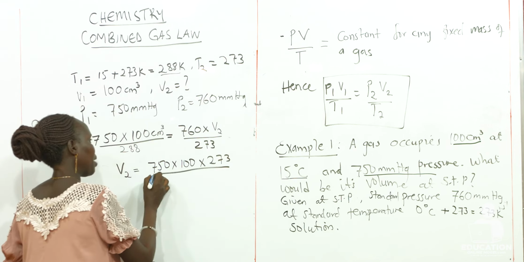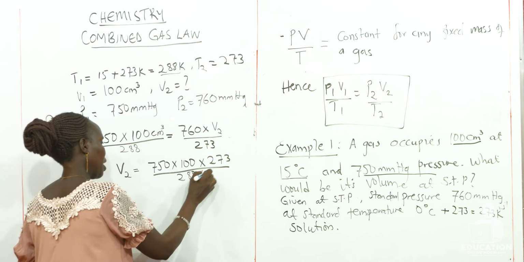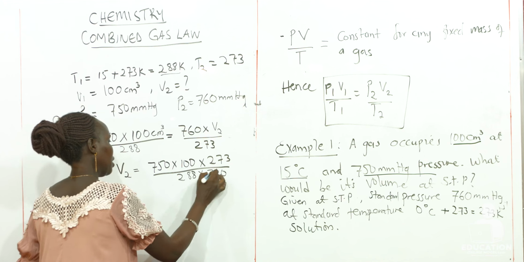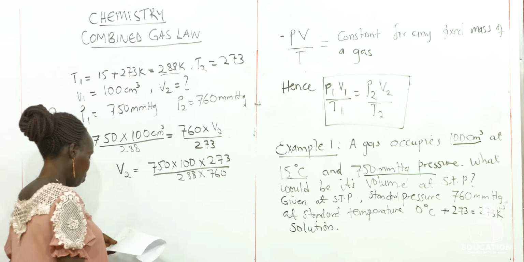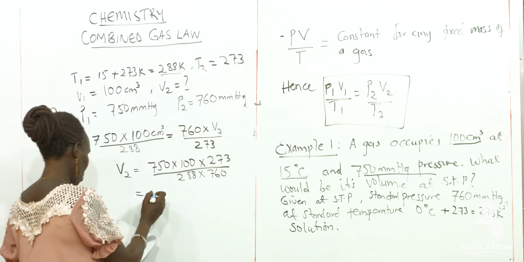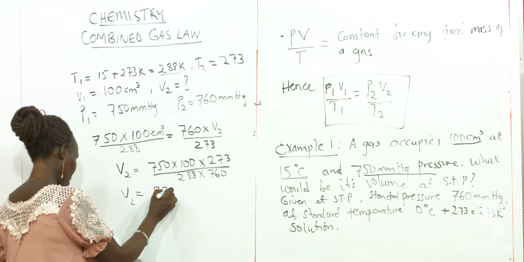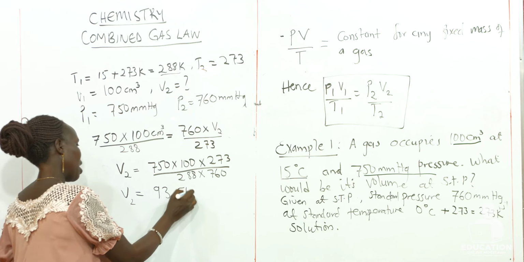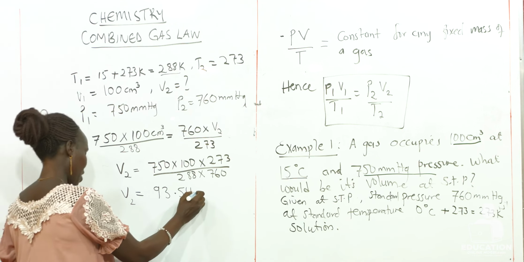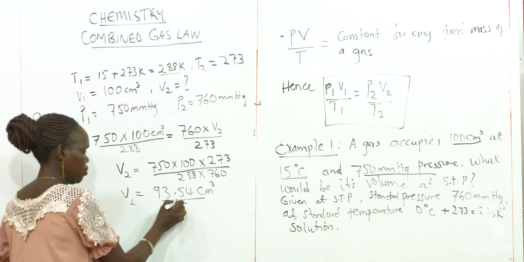then we divide by 288 and 760. So here we shall have volume 2 equal to 93.554. This is the new volume.